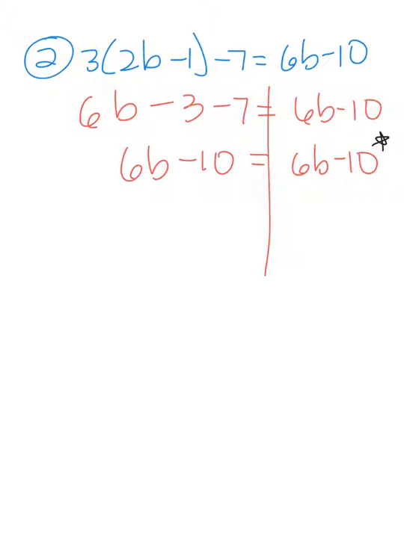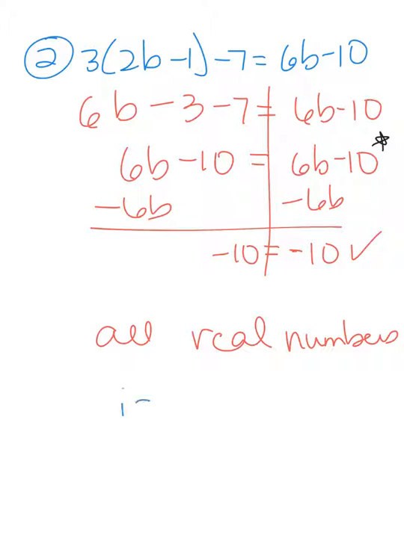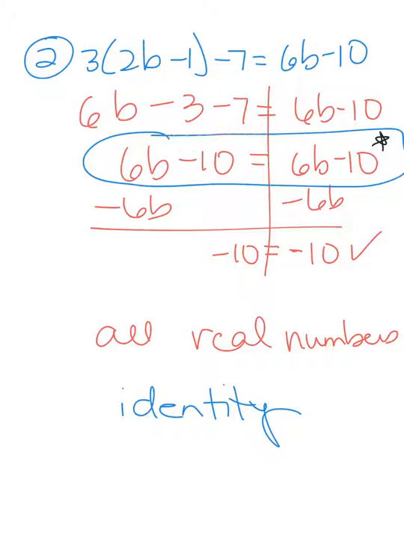So what I'm going to do is keep solving. I'm going to bring my 6b to the other side, so that will zero out. So I have negative 10 is equal to negative 10. Now that is a true statement. So what that means is all real numbers will work. All real numbers is the solution, because it doesn't matter what value I stick in for b, I'm going to get a true statement on either side. We also call this an identity, which means the same thing. It doesn't matter which value I put in for b, I'm going to get a true statement. And again, if I go back to this statement right here, that's an indication it's the same on either side.